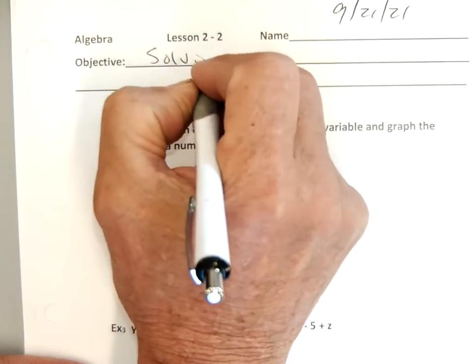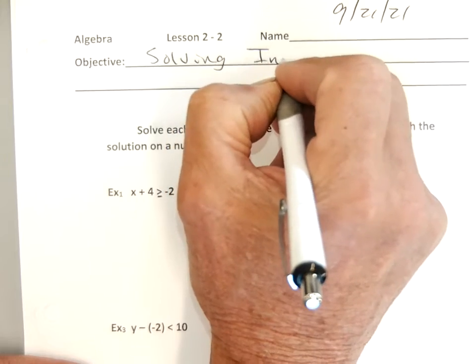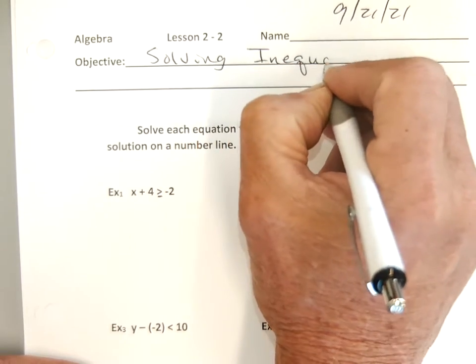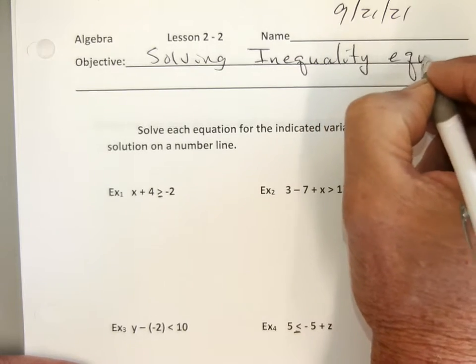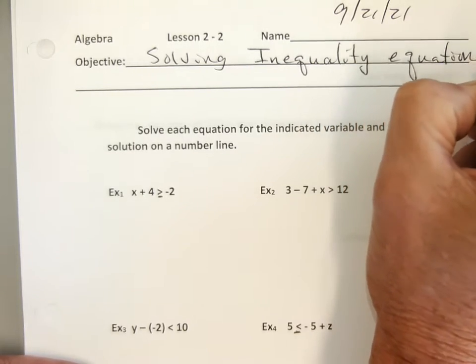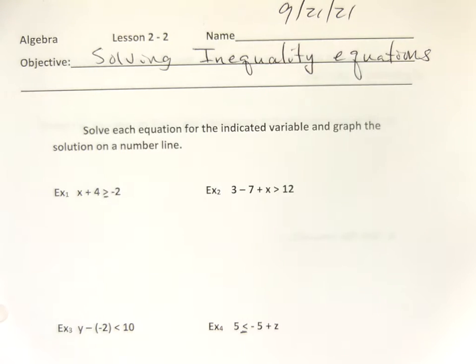So our objective is basically solving inequality equations. Inequalities. Something's bigger than the other, right? It's not equal. Something's bigger than the other, okay? That's where you get inequalities.